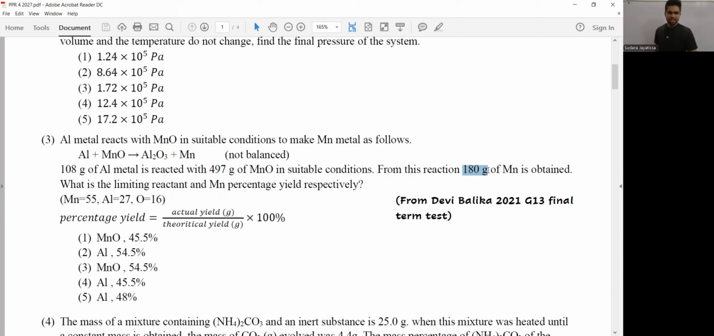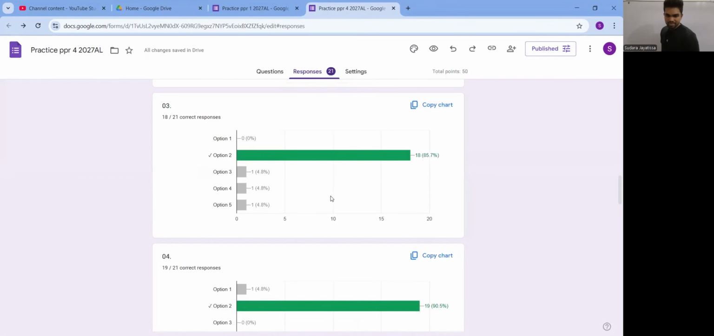Okay, right. So I'm going to write a few things on the board. But first of all, shall we see how many of you got this correct? The third question, really nice. 18 people got it.